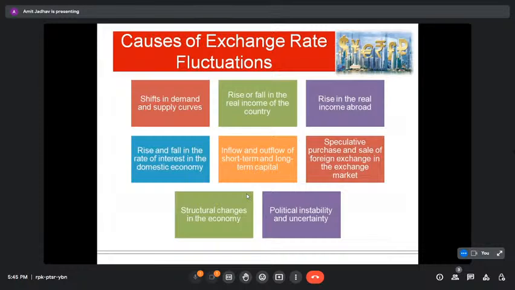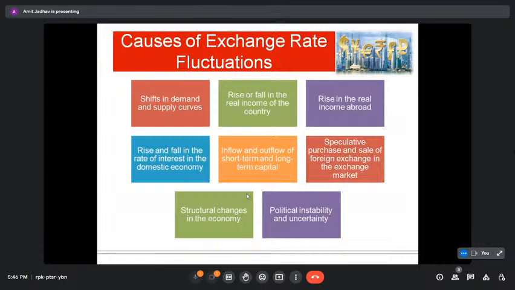Then a rise in real income abroad. It means that a country gets a surplus in foreign trade. So basically, the country gets a larger amount of income, and this causes more demand in the market, and similarly it will create some problems like inflation. Then a rise and fall in the rate of interest in the domestic country. Similarly, the price of commodities will be increasing continuously, and on the other side the interest rate will also be increasing.